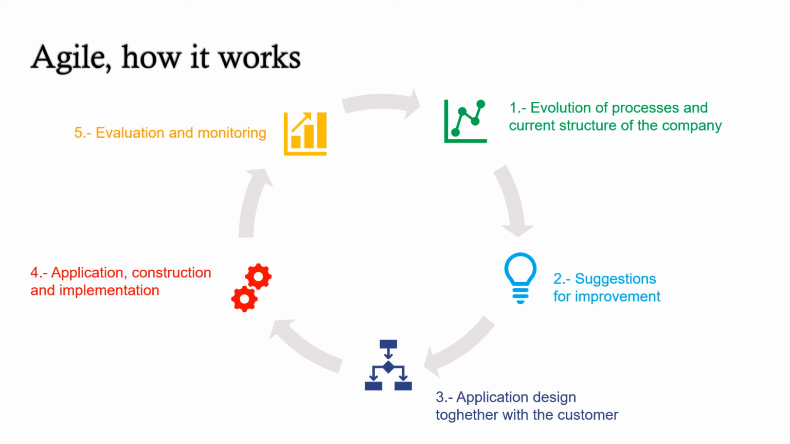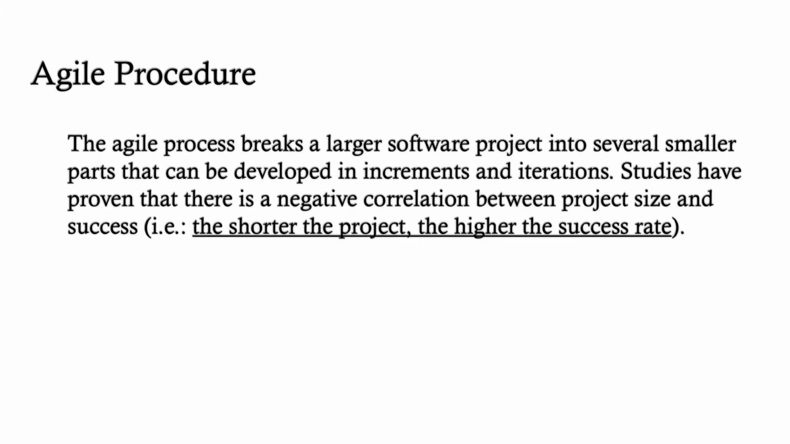First, evolution of processes and current structure of the company. Second, suggestions for improvement. Third, application design together with the customer. Fourth, application, construction and implementation. Fifth, evaluation and monitoring. The Agile process breaks a larger software project into several smaller parts that can be developed in increments and iterations.